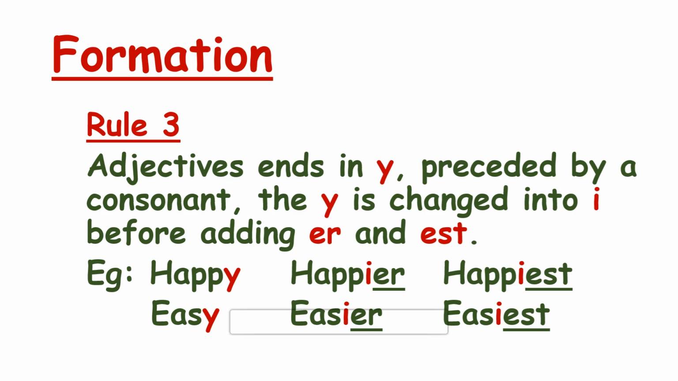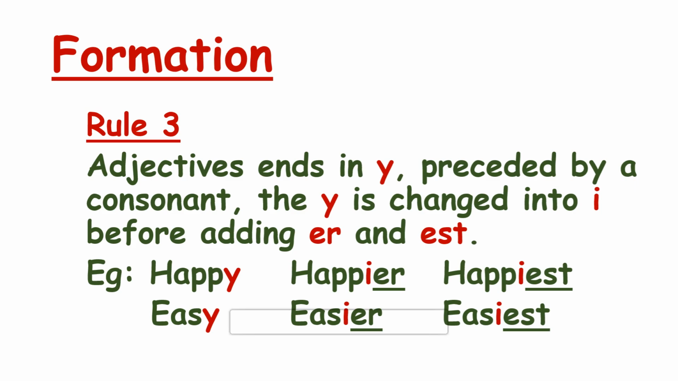So what happens when it is changed into comparative and superlative degree? In happier, you will see y is not there. So the spelling of happier is not HAPPYER. No, it's HAPPIER. So this y is changed into i. Similarly, in the second example, easier, you will see y is changed into i. Again, in the superlative degree you can see happiest and easiest, y is changed into i.